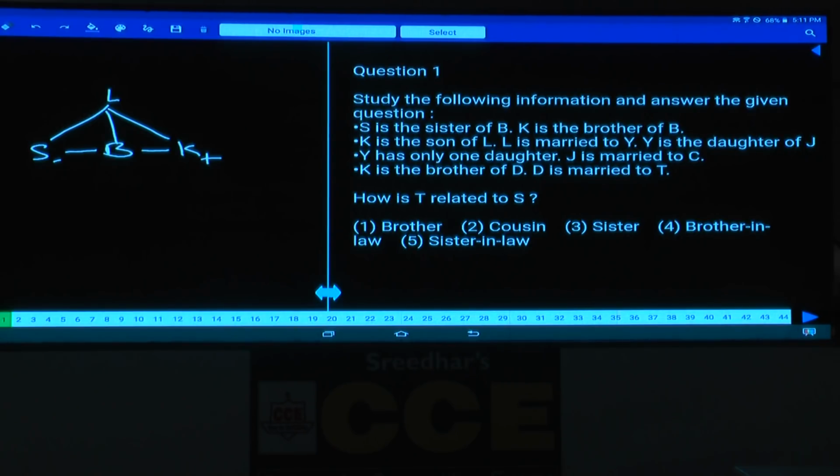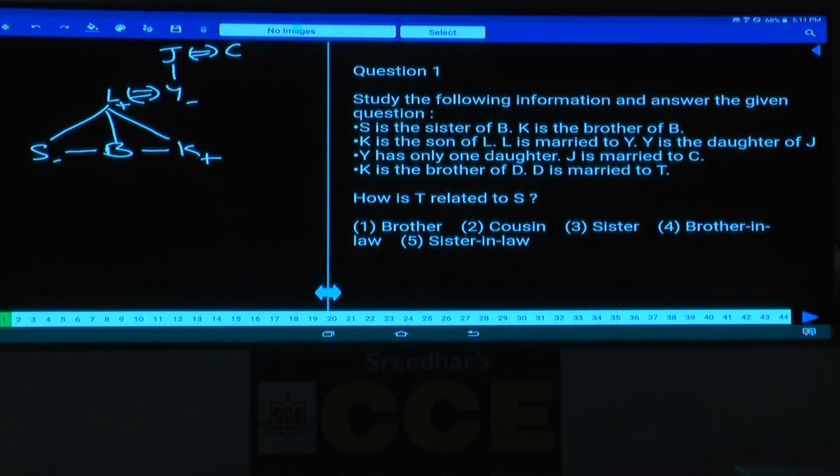L is married to Y. Y is the daughter of J, hence L is a male. Y has only one daughter. As Y has only one daughter, that is none other than S. And J is married to C.